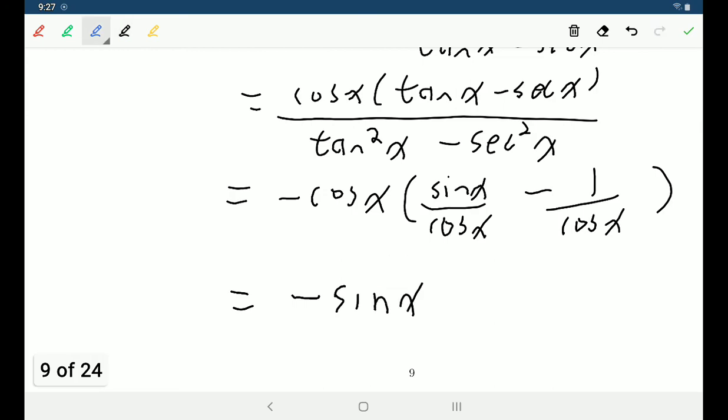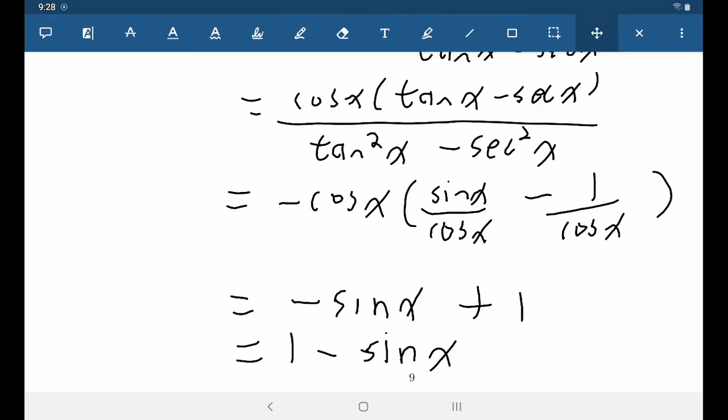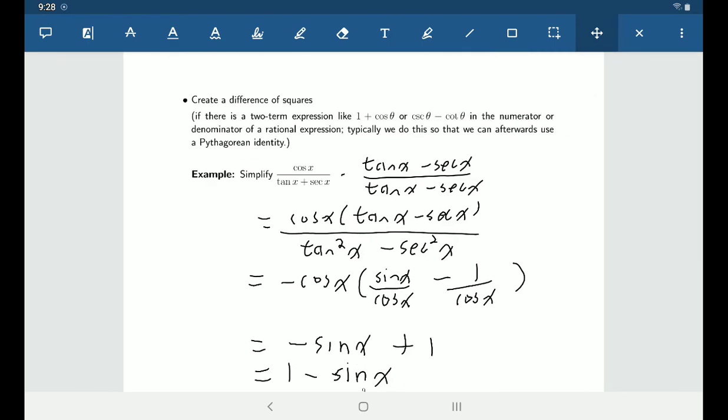When I multiply together the negative cos x and the negative 1 over cos x, the cosines cancel, the negatives cancel, I'll just be left with plus 1. So when I expand and cancel things out, I'm left with negative sine x plus 1, or maybe it looks a little bit nicer to write that as 1 minus sine of x. All right. So there we go.